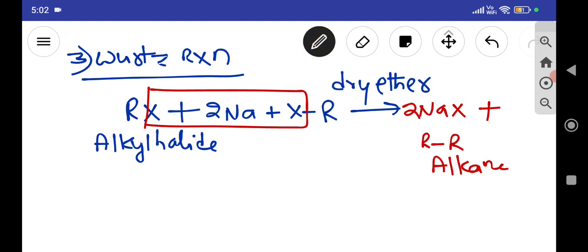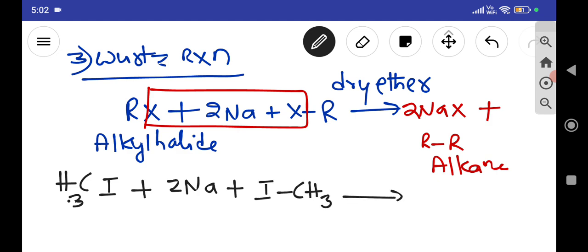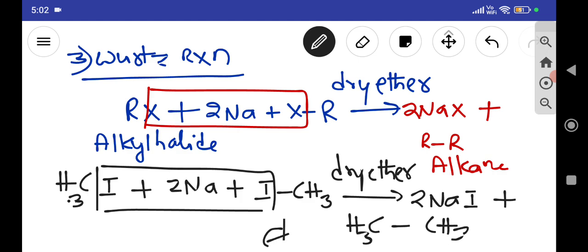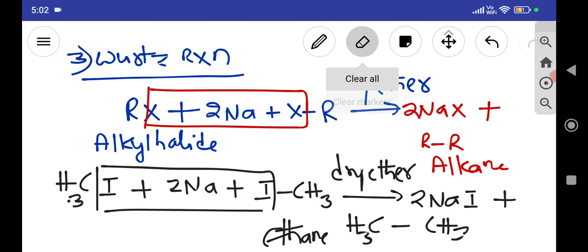Now first and foremost, we take methyl iodide plus 2Na and another molecule of methyl iodide. The solvent should always be dry ether because sodium should not absorb moisture. So in this method we remove 2NaI and the product obtained is CH3-CH3. So we get ethane in the process of Wood's reaction. Methane cannot be synthesized in this method. Okay, hope you have understood this. So this is about Wood's reaction.